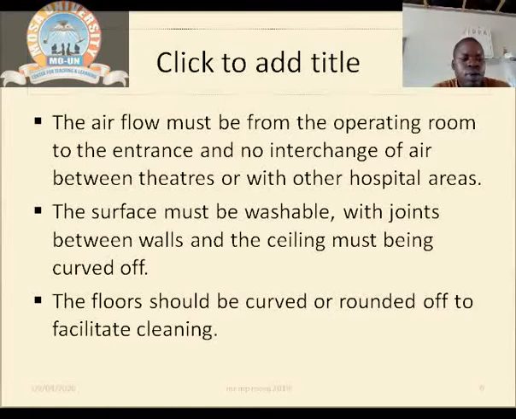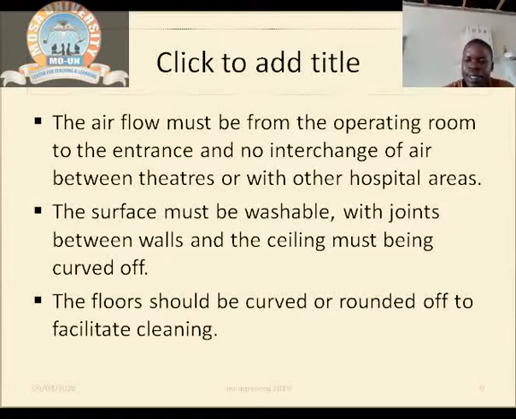Theater has to be washed in most cases, and it has to be painted with oil paint, so that after some time, theater can be cleaned with a disinfectant. The floors should be curved or rounded off to facilitate cleaning.